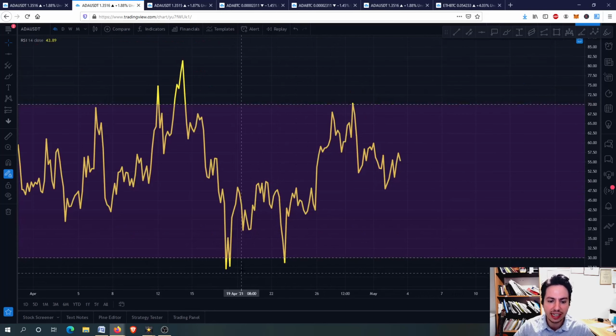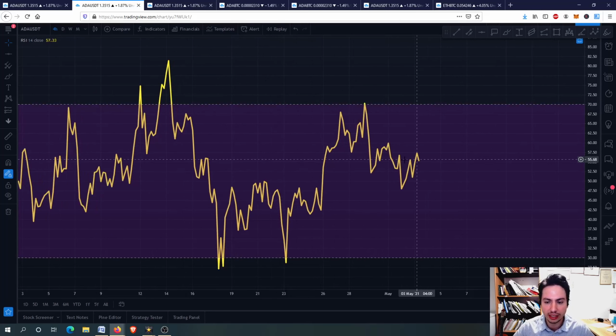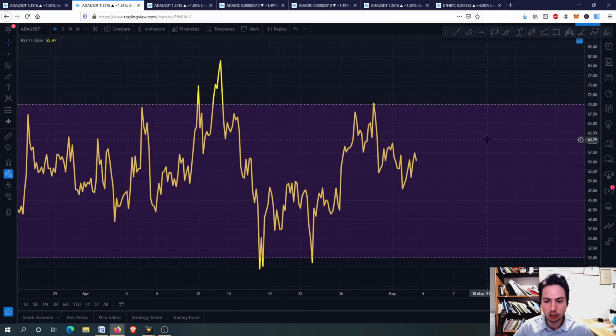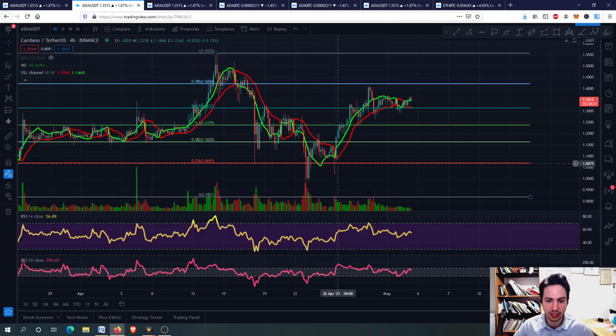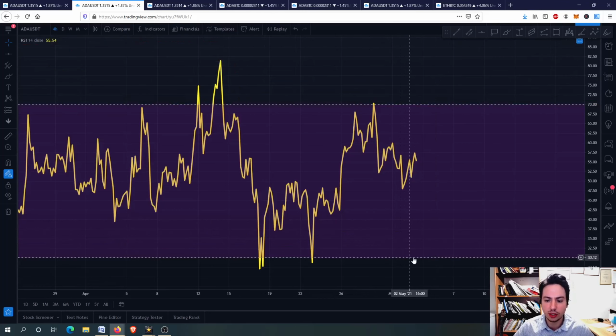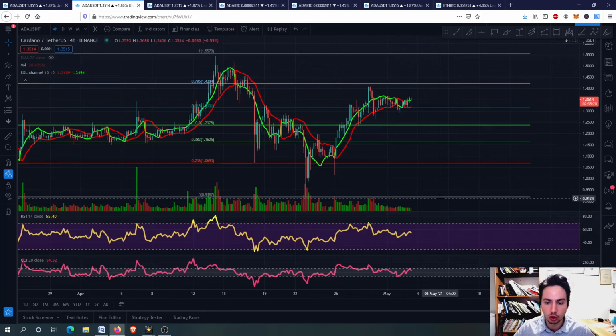Same here with the RSI. RSI is more stable, it is not so sensitive to the price action. It doesn't have such major movements like our commodity channel index, which can go up to like 357. As you can see, RSI is between 30 and 70. For now, we don't have any oversold or any overbought situation.